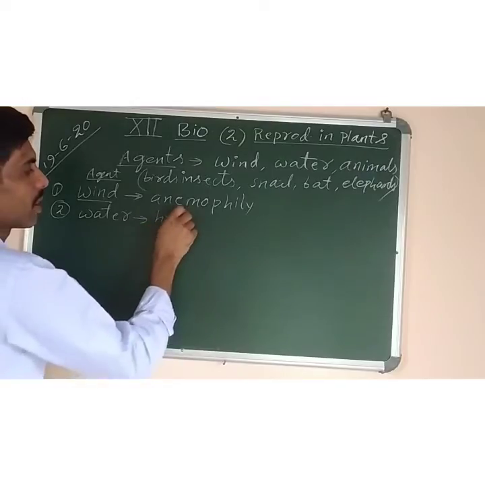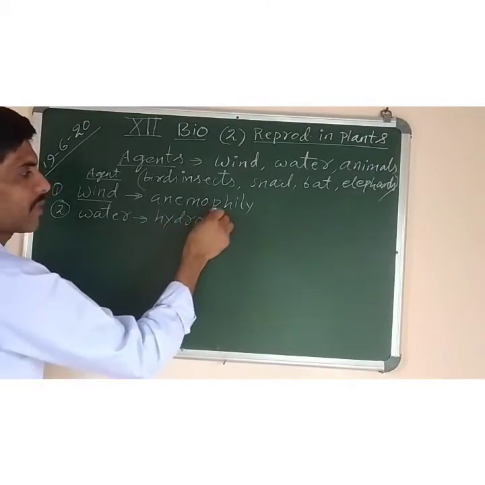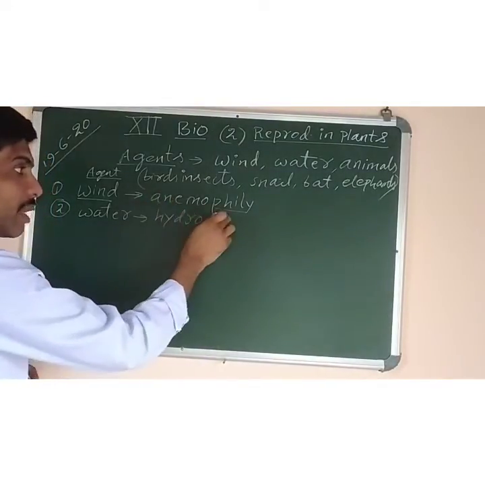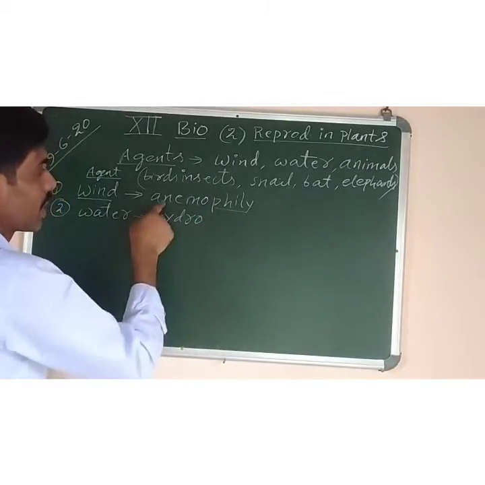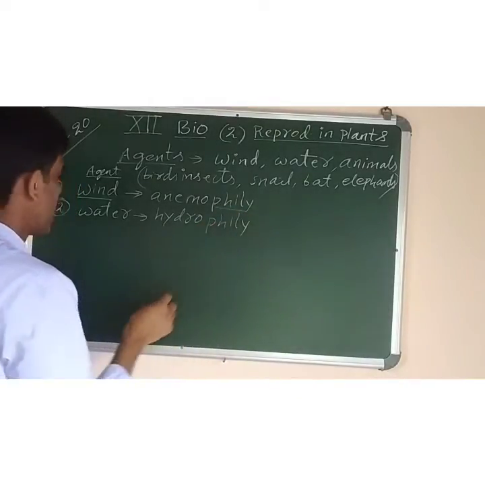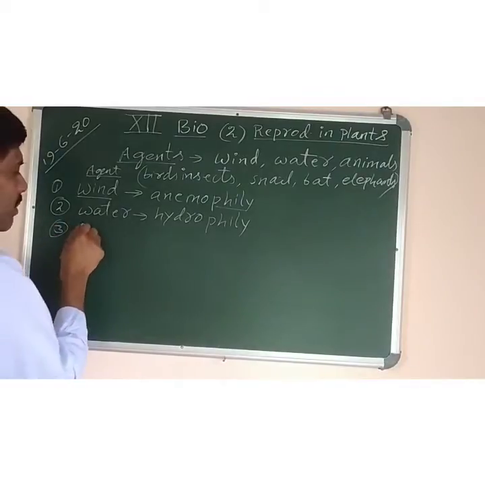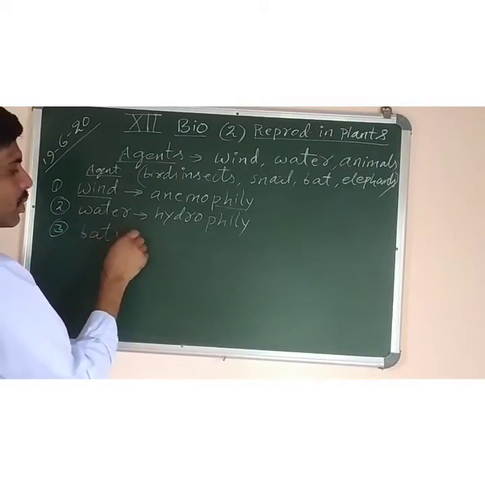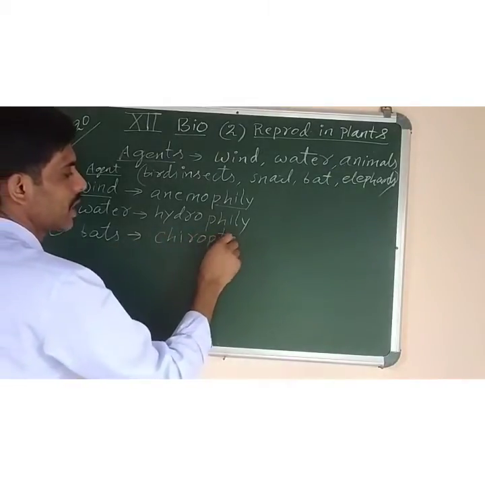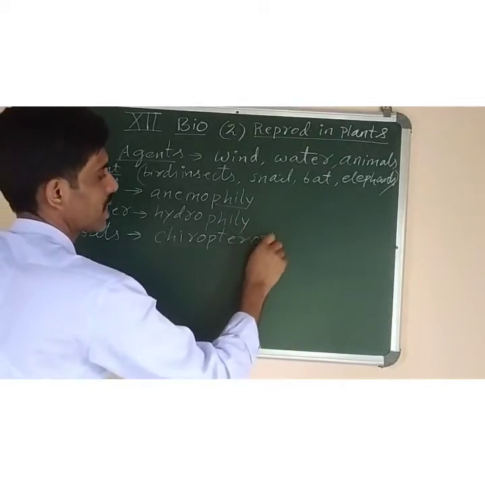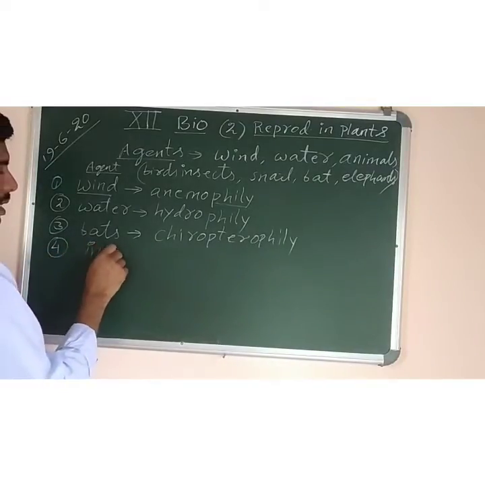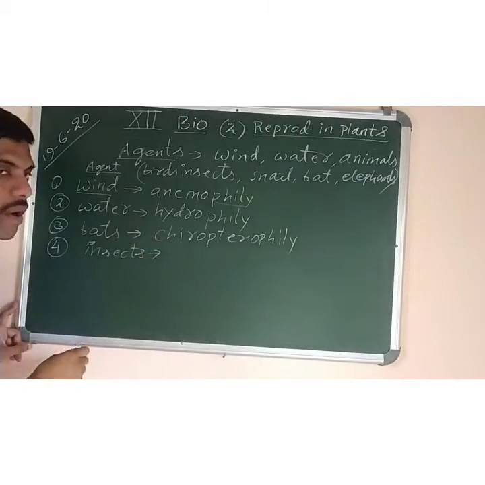The prefix hydro means water, and phily, P-H-I-L-Y, is there at the end. So wherever you get this word phily, that means it is a type of pollination. So anemophily means wind pollination, water pollination is called hydrophily, as it occurs in Vallisneria plants. Then the third one is pollination by bats. It is known as chiropterophily, C-H-I-R-O-P-T-E-R-O-P-H-I-L-Y.